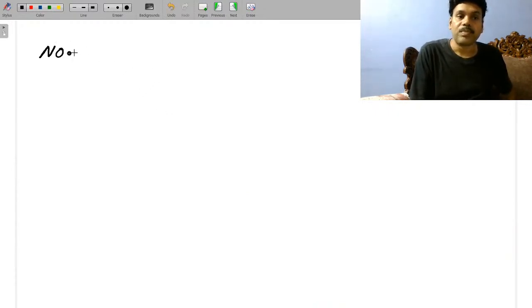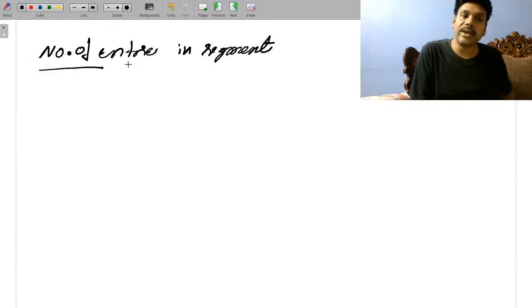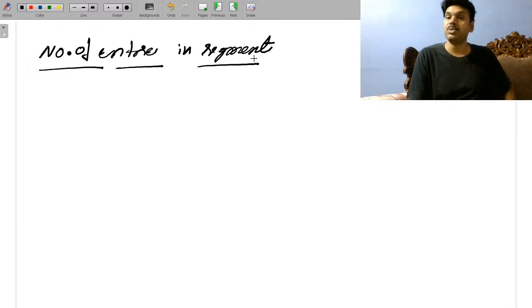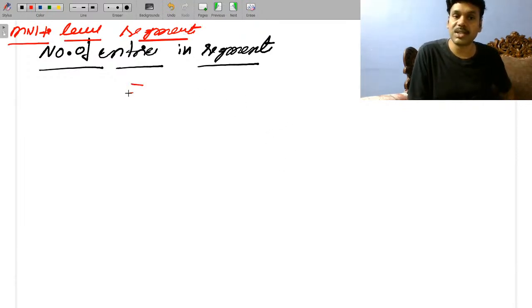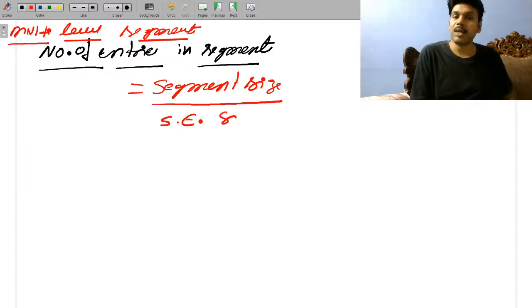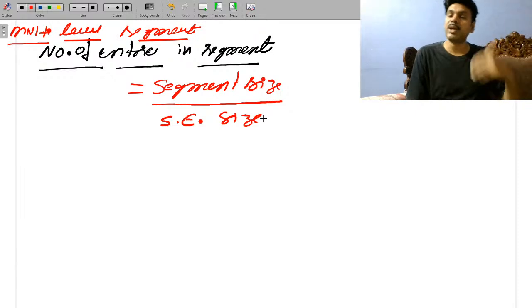Let me say the example is, so number of entries in a segment, understand. How many entries can you have in a segment to do multi-level segmentation? I am doing multi-level segmentation, friends. Before you do multi-level segmentation, first you need to come to the first step. What is that? Number of entries in your segment, which is nothing but segment size divided by segment entry size. Same as multi-level paging only. There also it is page size by page entry size.